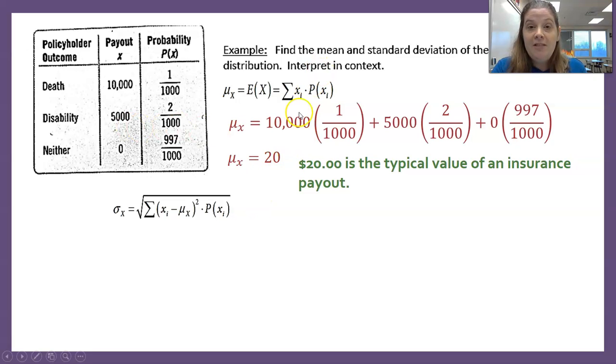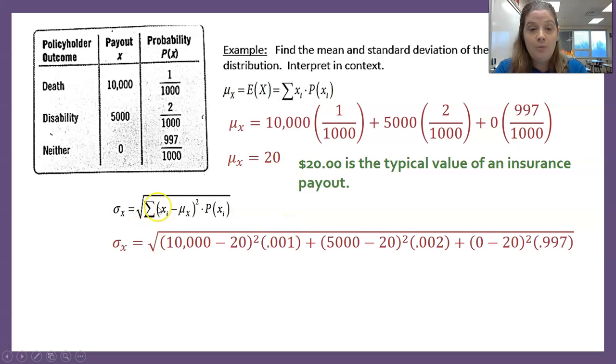For the standard deviation, notice it says take every x minus the mean and square it. So I'm going to take 10,000 minus 20, and 5,000 minus 20, and 0 minus 20. In order to find the standard deviation, I have to have the mean first. I'm going to square that and multiply each times its probability. And that square root is going to help take care of that as well. So the square root of, okay, the first one is 10,000 minus the mean, 20, squared, times that probability. I'm going to go ahead and express that as a decimal. Instead of 1 out of 1,000, I wrote it as 0.001.